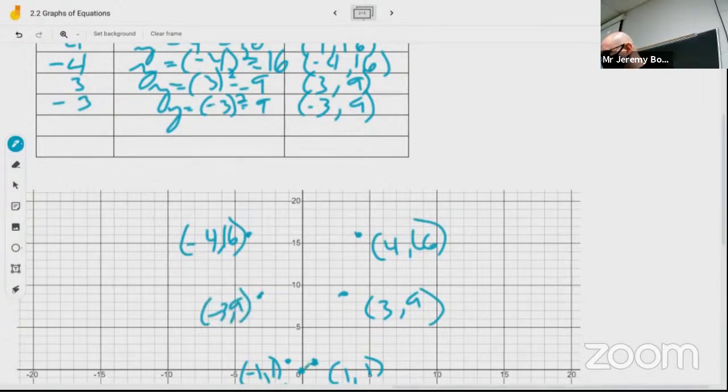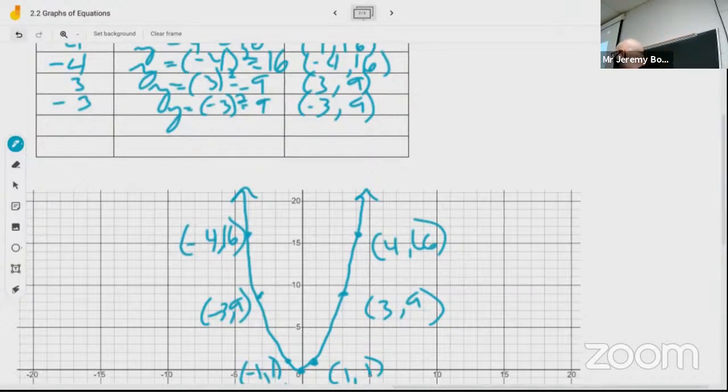Let me try to draw it. But both of those attempts were really bad, so let's try it again. Something like that. Let me do it one more time. There we go. There's no friction when you draw this. And so that is what our graph looks like.